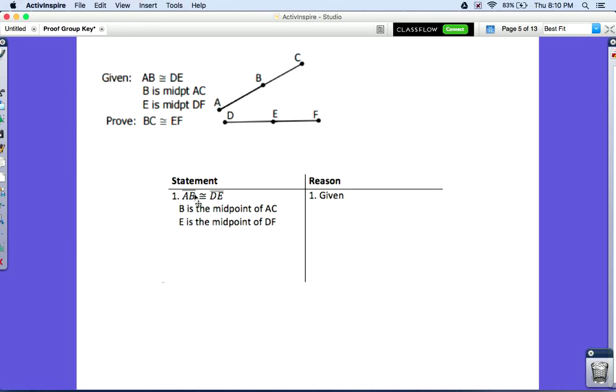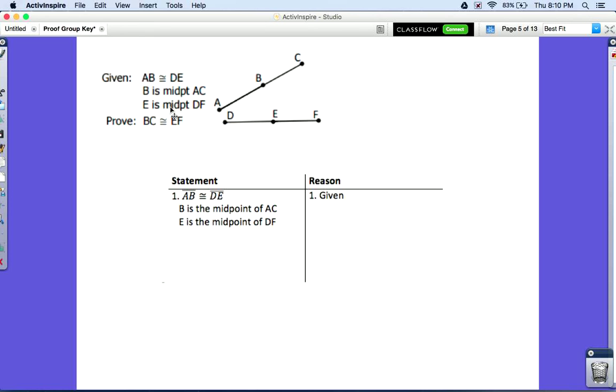And it doesn't matter whether you split these into 3 different steps with given as the reason for all of them, or whether you combine them into one step like I've done. So now, if we know that B is the midpoint, what we should be thinking about next is how can we use the fact that B is the midpoint of AC? And what do we know about midpoints?